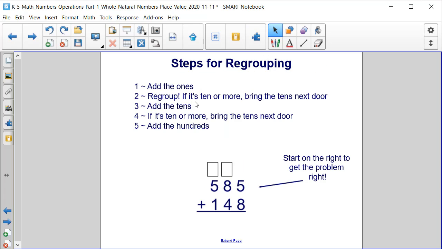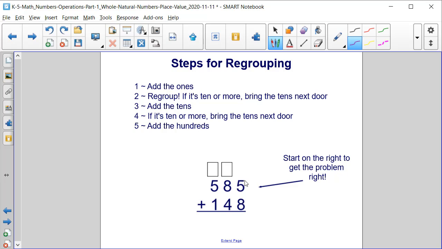Again, here are the steps for regrouping. Add the ones. Regroup. If it's 10 or more, bring the tens next door, and then add the numbers in the tens column. If it's 10 or more, bring the tens next door, and then add the hundreds. Let's go through these steps with this example.